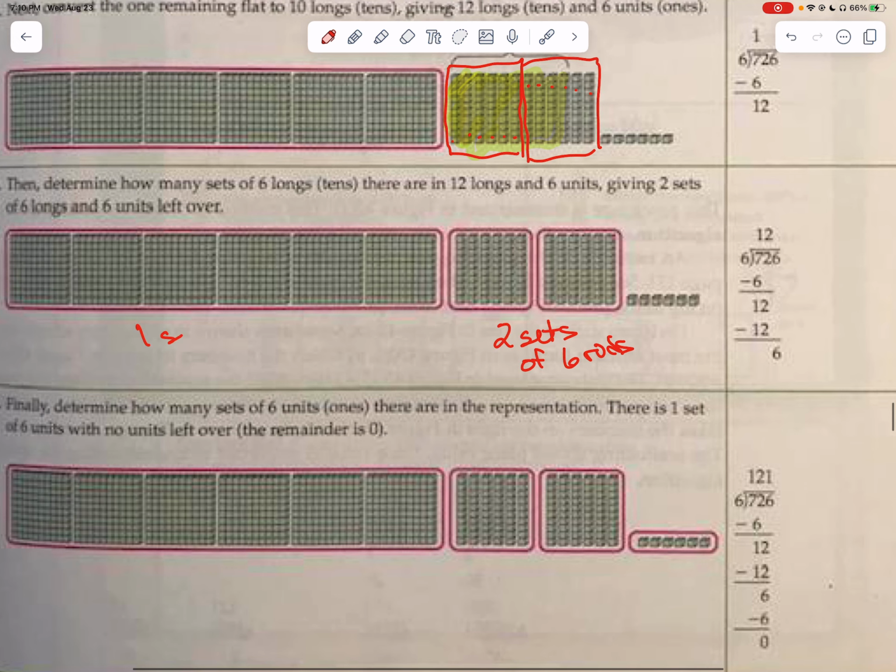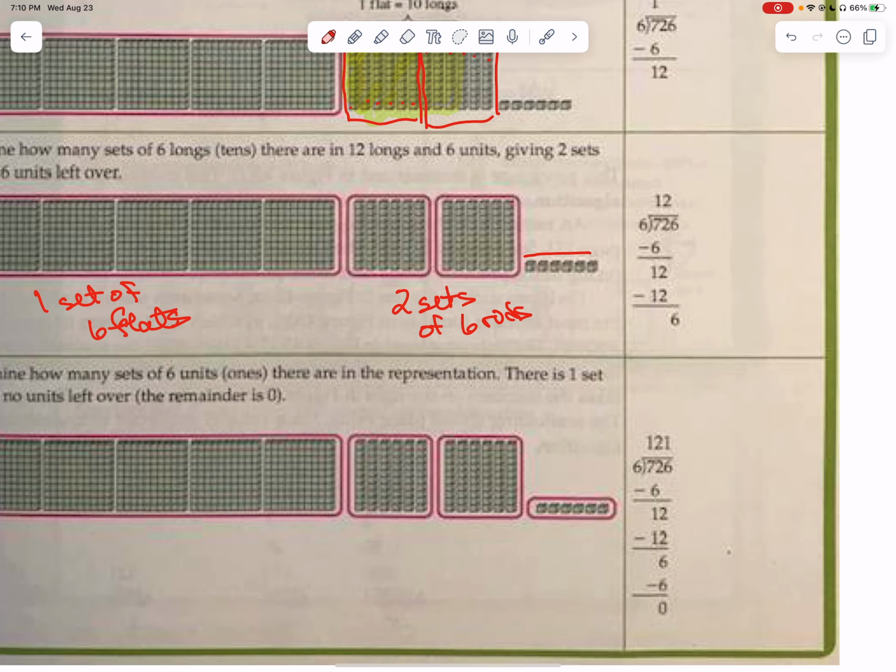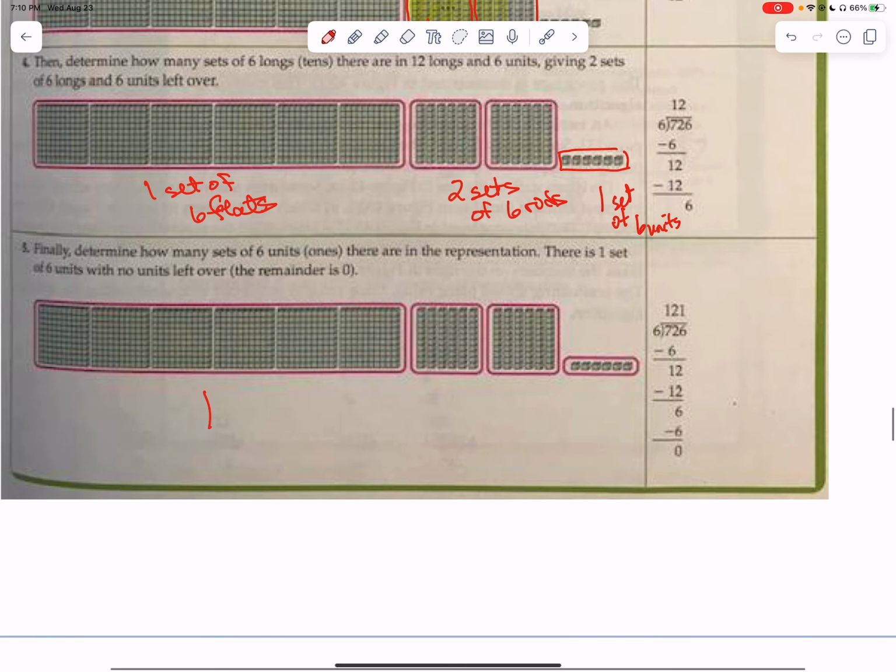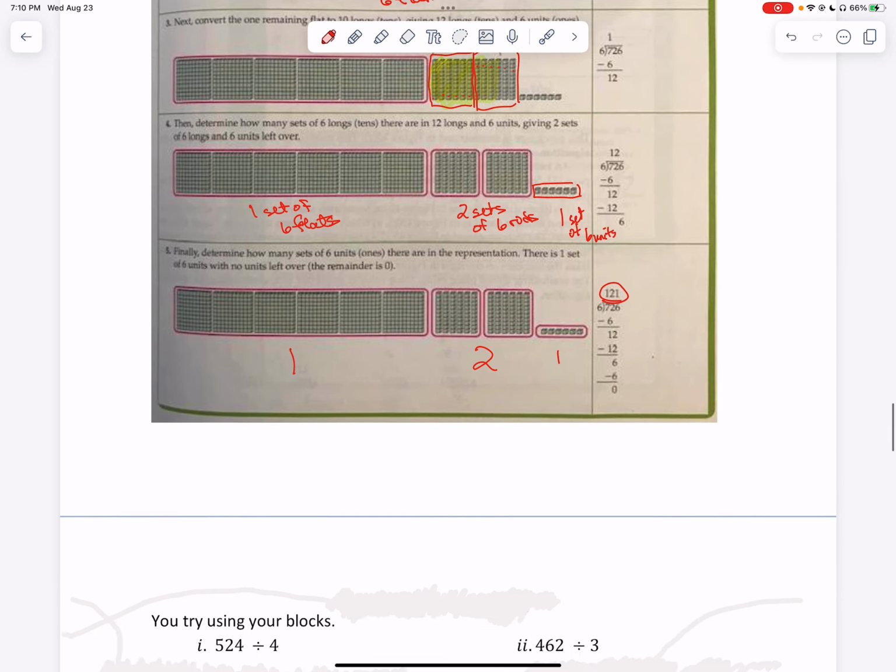And here's my 1 set of 6 flats. Last one, I've got 6 of those guys. So I now have 1 set of 6 units. So I have 1 set of flats, 2 sets of rods, and 1 set of cubes, my little units. So my answer is 121. I know, it's really weird. So we're going to do another one, okay?